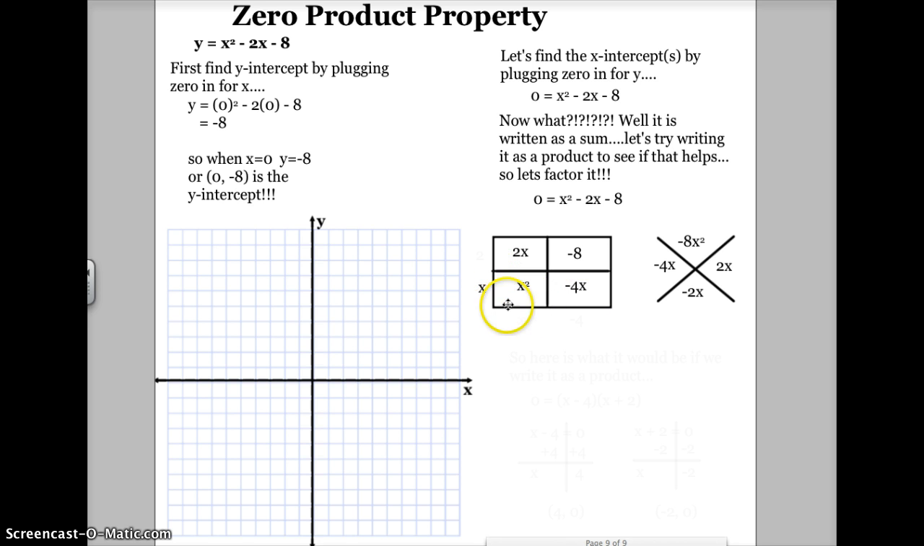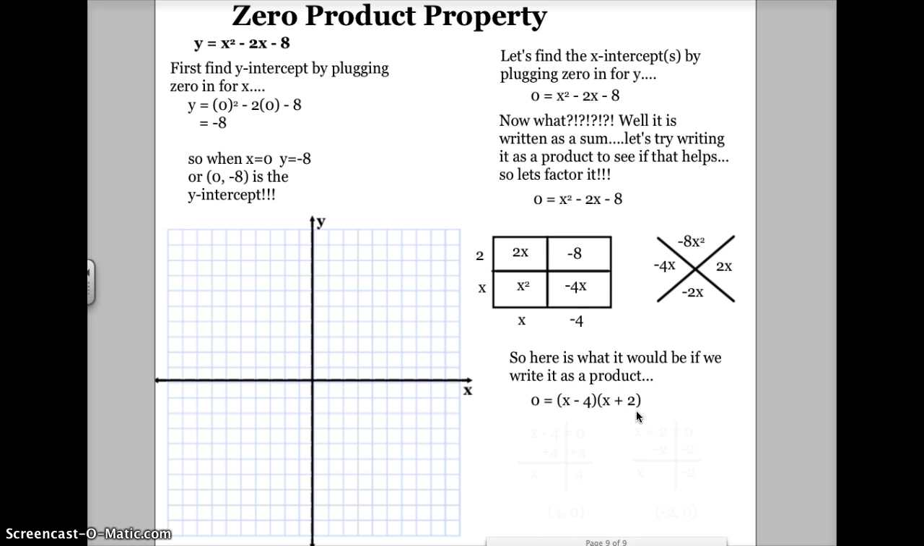If this dimension's x and my area is x squared, this dimension down here on the bottom also has to be x. Well, if this dimension's x and my area is 2x, this dimension has to be 2. If this dimension is x and my area is negative 4x, that dimension has to be negative 4. So when I write this as a product, I get the following: 0 is equal to (x minus 4) times (x plus 2).